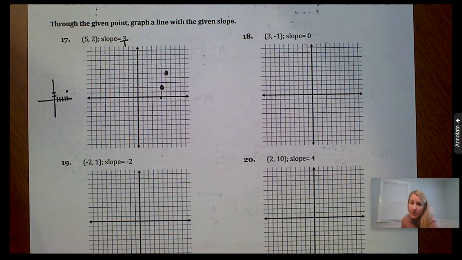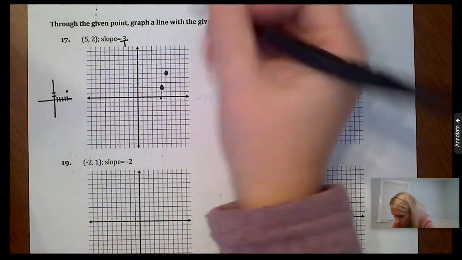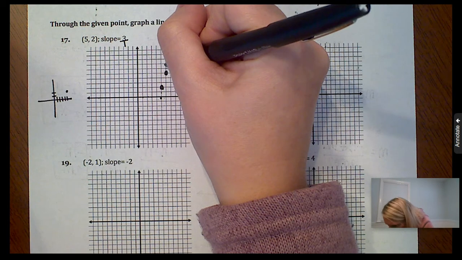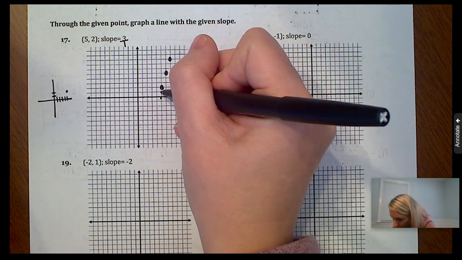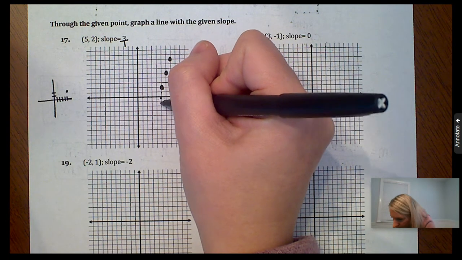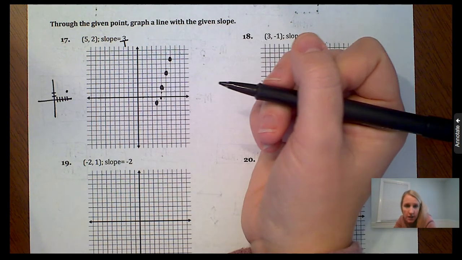Technically, I only need 2 points for a line. I like to always extend it a few, I just think it looks nicer. So I can keep going up 1, 2, 3, 1. I can also go down 3 to the left 1, right? Because if I go down 1, 2, 3 to the left, that technically is a positive.